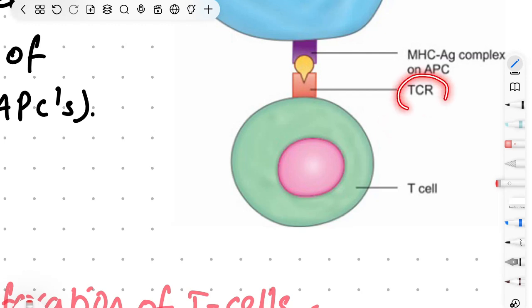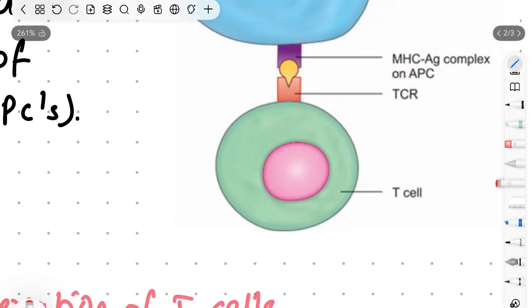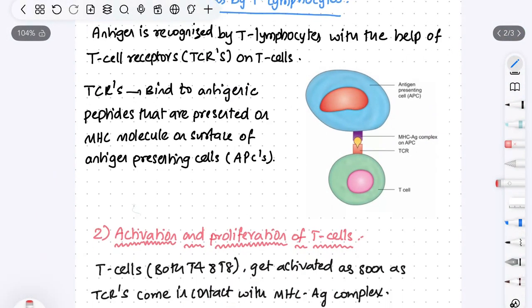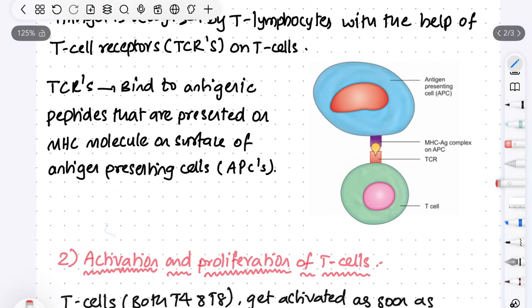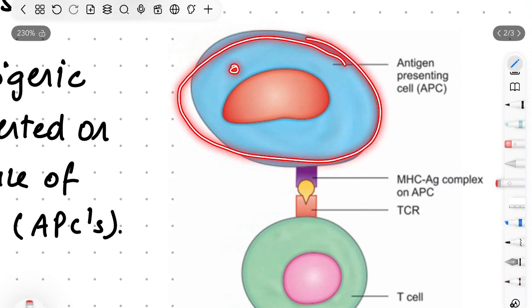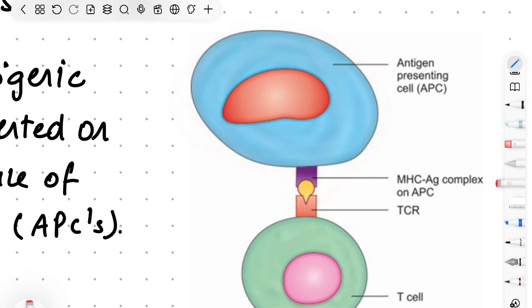These TCRs help in the recognition of the MHC antigen complex, which is present on the surface of antigen presenting cells. These TCRs bind to the antigenic peptides that are presented on the MHC molecule on the surface of antigen presenting cells. See, in this diagram, this is the antigen presenting cell in which processing takes place. Then it is presented on the surface of the antigen presenting cell.